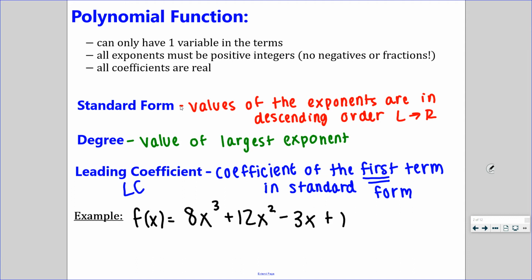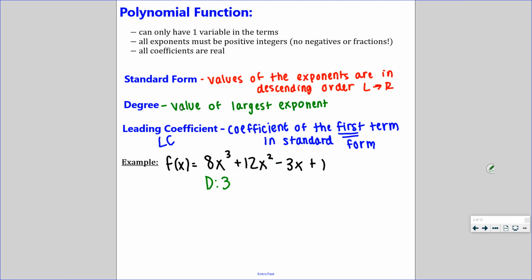So what degree would this polynomial function be? 3. Good. This would be a degree 3 polynomial function. What would my LC be, my leading coefficient? 8. Yeah, guys. 8. You can write out degree if you want to, if that's confusing to you. Like that. That'll work. The domain for all polynomial functions is always all real numbers. That's what I like about polynomial functions.